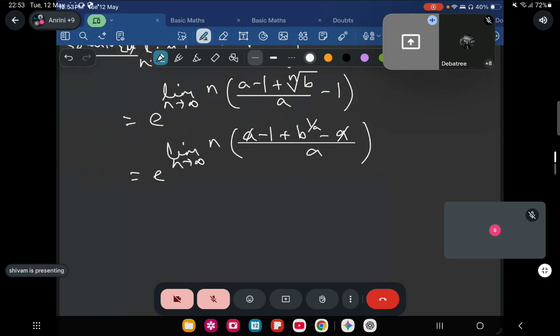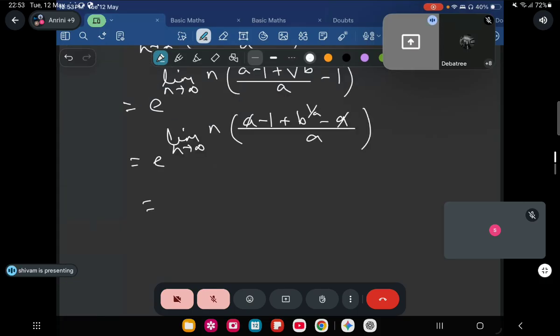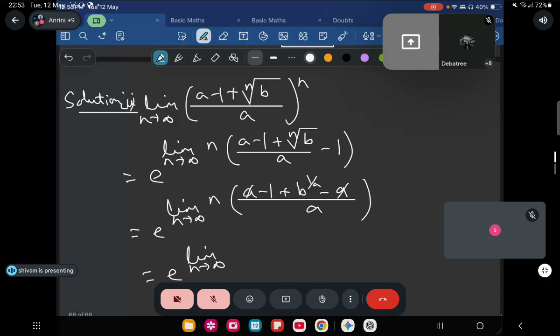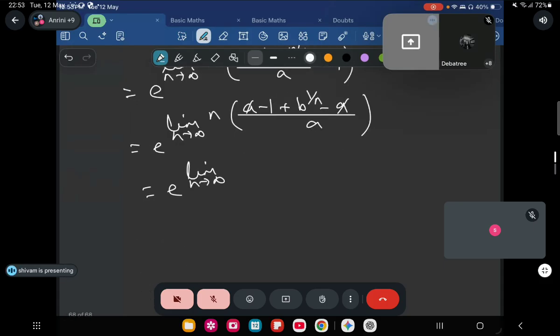Wait a minute. Let me see. Yes. So this will become e to the power limit n tends to infinity. Sorry, this is b to the power 1 by n, not 1 by a. This will become n into b to the power 1 by n minus 1 multiplied by 1 by a. So this will become ln b. So it is e to the power ln b, the whole thing divided by a.